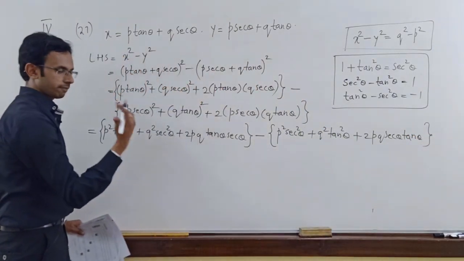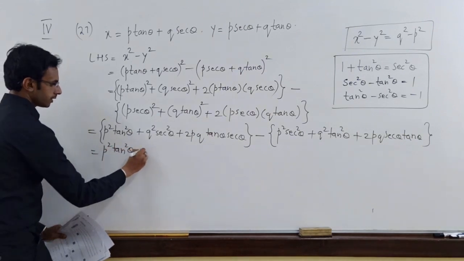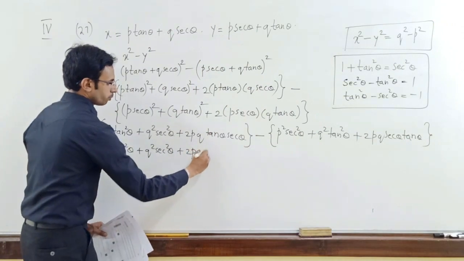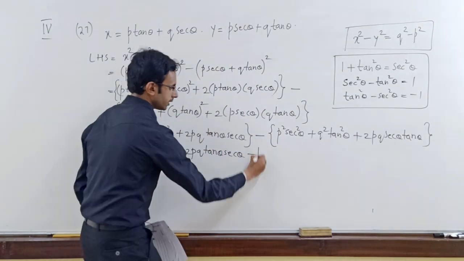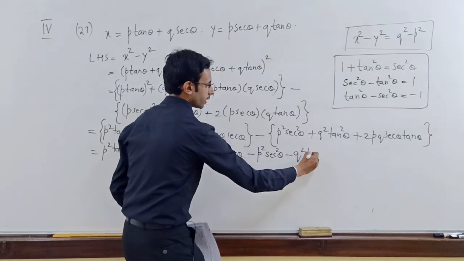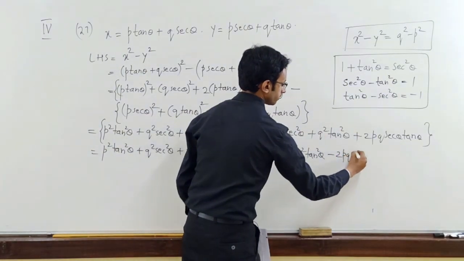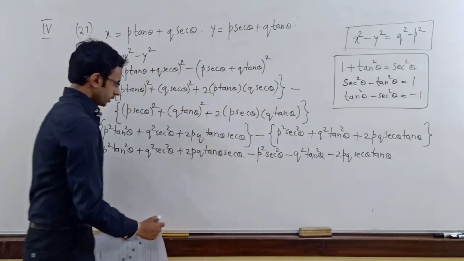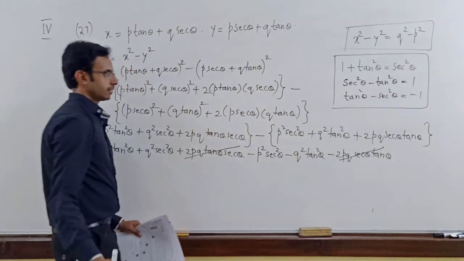Okay, now let us remove the flower brackets. So we get P square tan square theta plus Q square secant square theta plus 2PQ tan theta secant theta. Multiply the minus inside: minus P square secant square theta minus Q square tan square theta minus 2PQ secant theta tan theta. So the plus 2PQ tan theta secant theta and minus 2PQ tan theta secant theta get cancelled out.